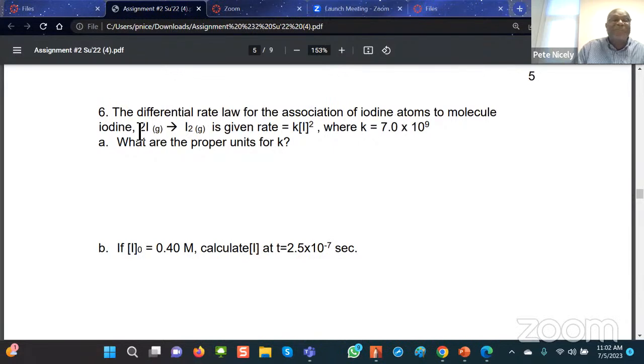So this is the question right here. It gives you the equation for the reaction, and it gives you the rate law, and it says that K is equal to 7.0 times 10 to the 9. The first question, the A part, is asking, what are the proper units for K? Who would like to take a stab at this one?